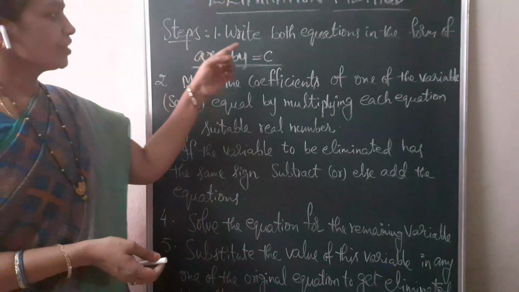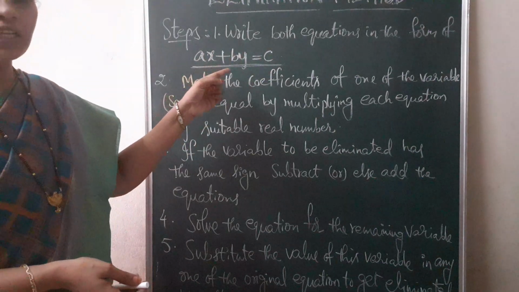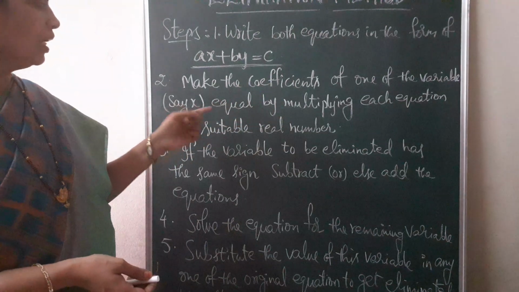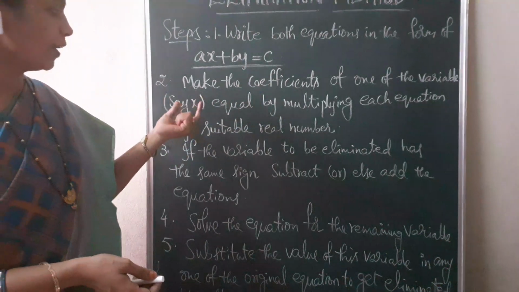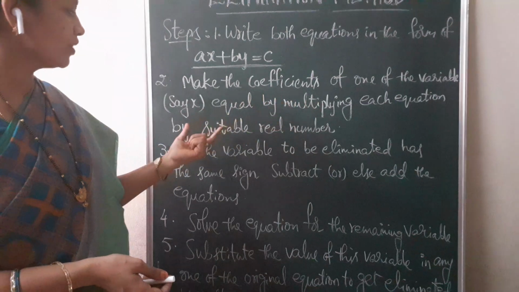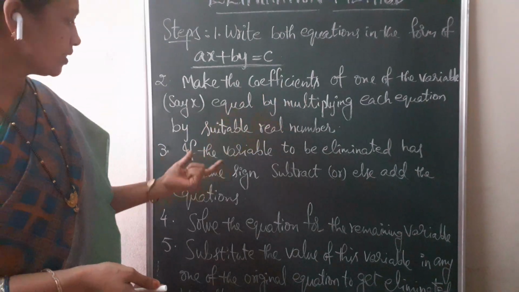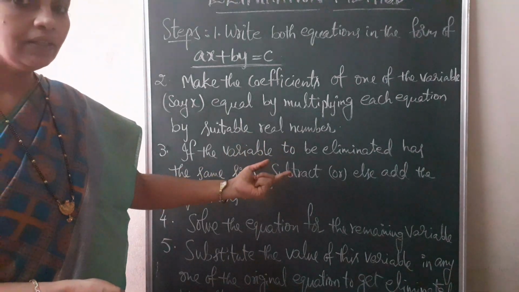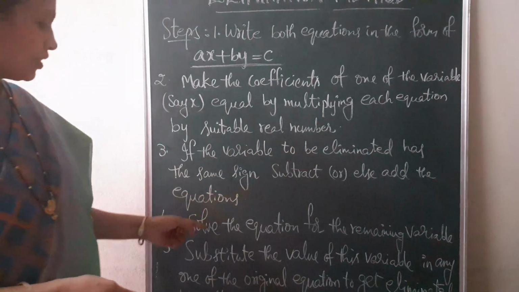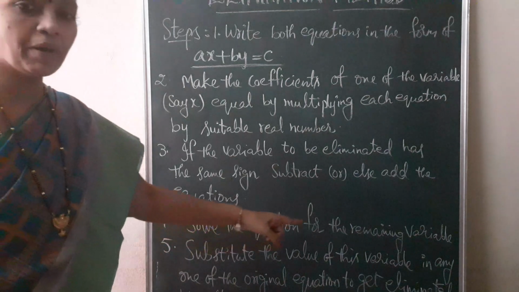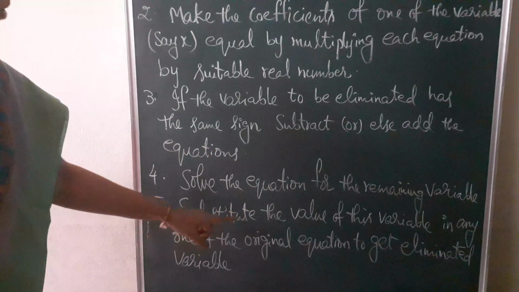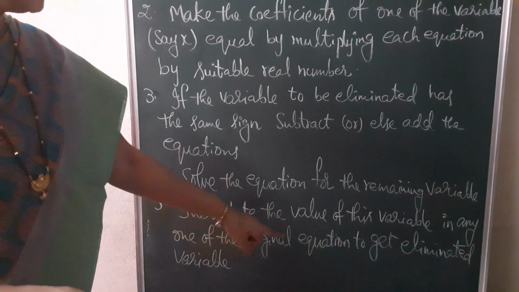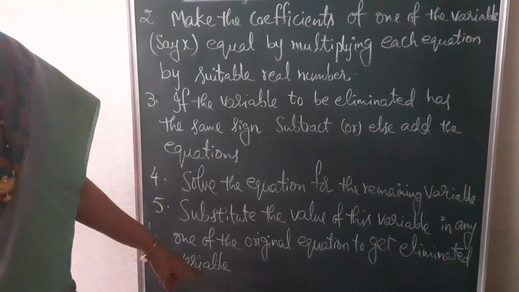First, write both equations in the form ax plus by is equal to c. Next, make the coefficients of one of the variables, let us suppose x or y, equal by multiplying each equation by a suitable real number. Next, if the variable to be eliminated has the same sign, subtract the equations, or else add the equations. Next, solve the equation for the remaining variable, and then substitute the value of that variable in any one of the original equations to get the eliminated variable.